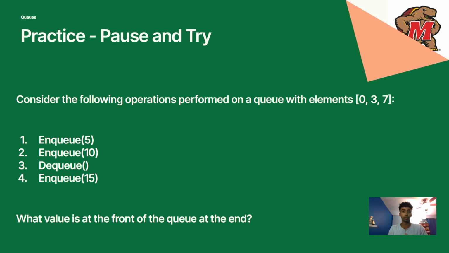Finally, we dequeue, which pops off 0 from the front, and then we enqueue 15 again, giving us 3, 7, 5, 10, and 15. Therefore, our value at the front is 3.